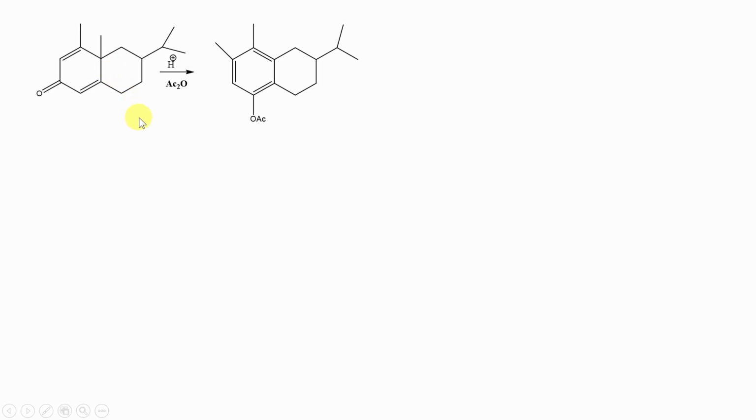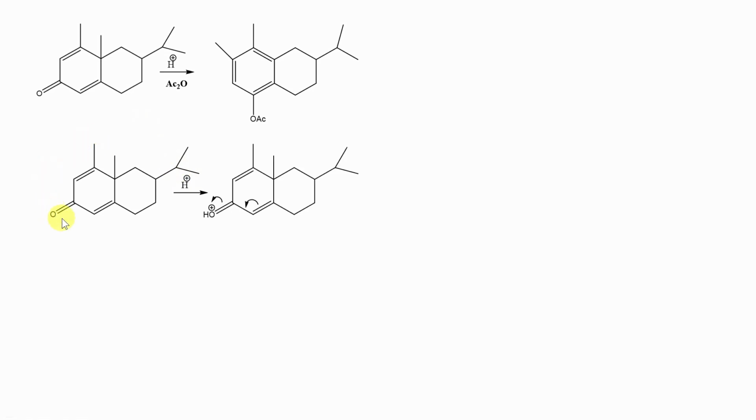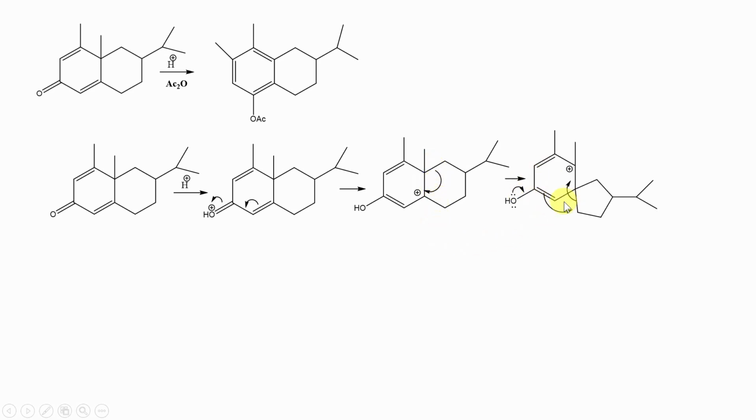See the mechanism of the reaction. As in the previous case, first of all, protonation of this dienone takes place to form protonated dienone. Then shifting of pi electron towards this oxygen takes place, and this leads to the formation of this tertiary carbocation. To this tertiary carbocation, the alkyl shift takes place from here. Thereby, ring contraction takes place to form a spiro derivative.